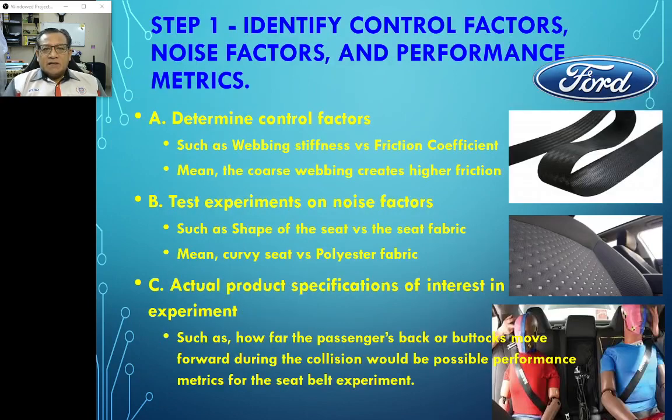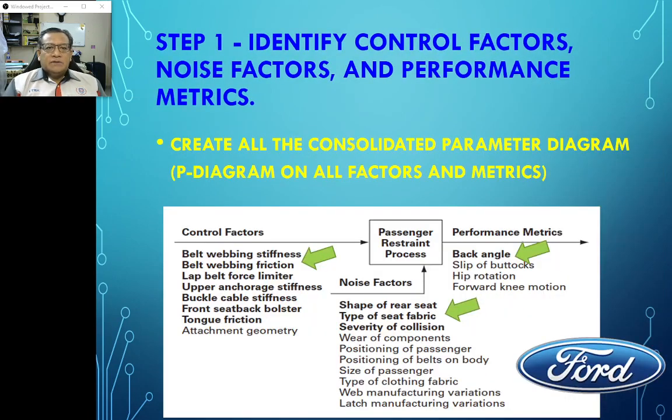Okay, so let's take a look at the next step, which is to identify control factors. It is a continuation of step 1. As such, we are able to create the consolidated parameter diagram, or they call it P diagram, or set point diagram, of all factors and the metric they want to measure. So they come up with this kind of P diagram: control factors, belt webbing stiffness, belt webbing friction, lap belt force limiter, and so on. That is the control factor. And then it gives effect on the passenger restraint process, passenger kept in their place during the car crash, and what are the noise factors they want to measure.